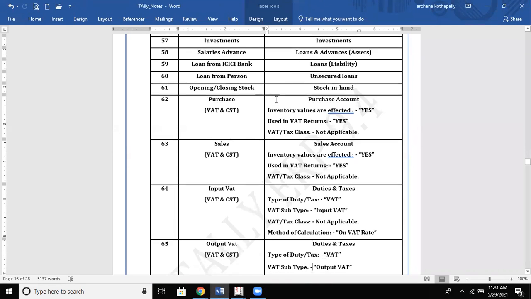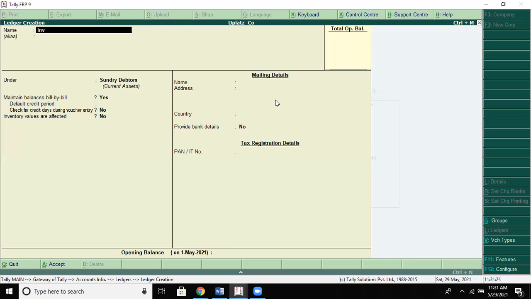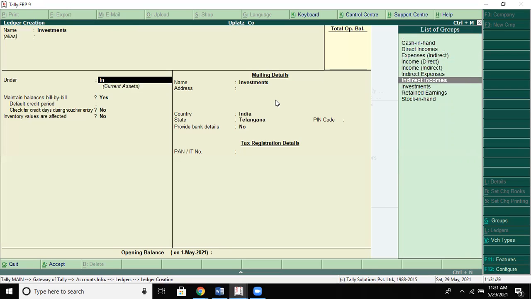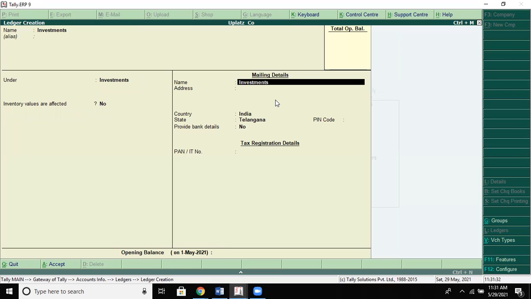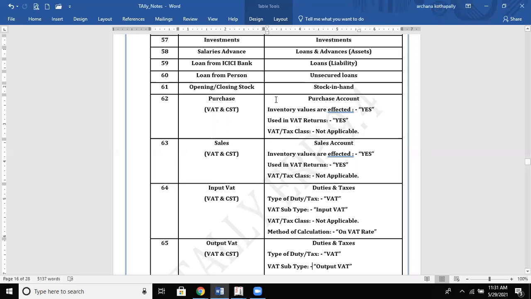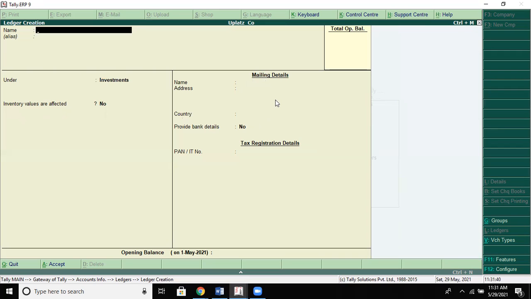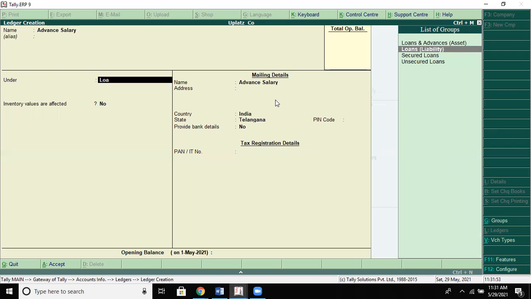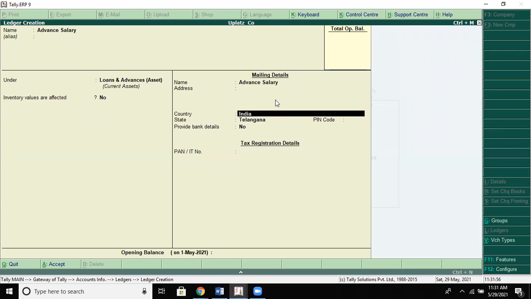Then investments. So investments is all under your investments head. So capital investments, long-term investments, what we call it. So investments is investments. Inventory value affected, no. Salaries, advance salaries, you can say. Yeah, there will be advance salary also, right? So obviously salary advance means it will go under loans and advances, and that too as an asset. Yes.